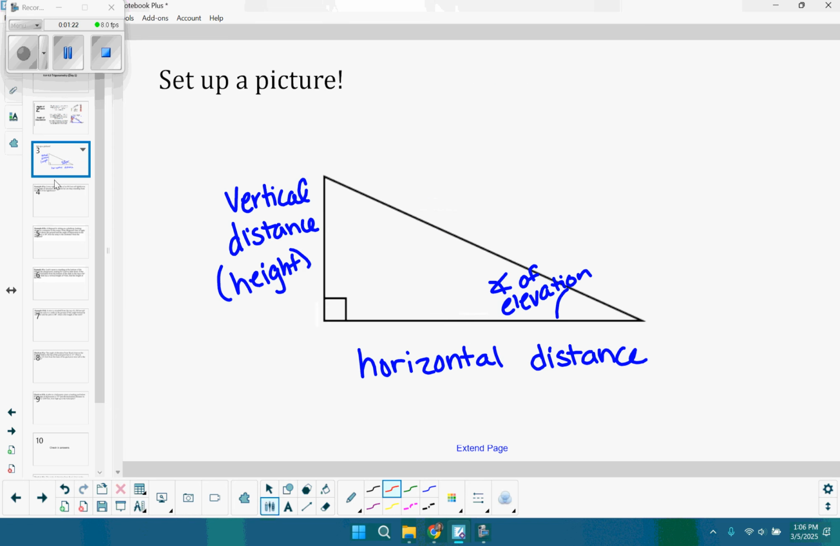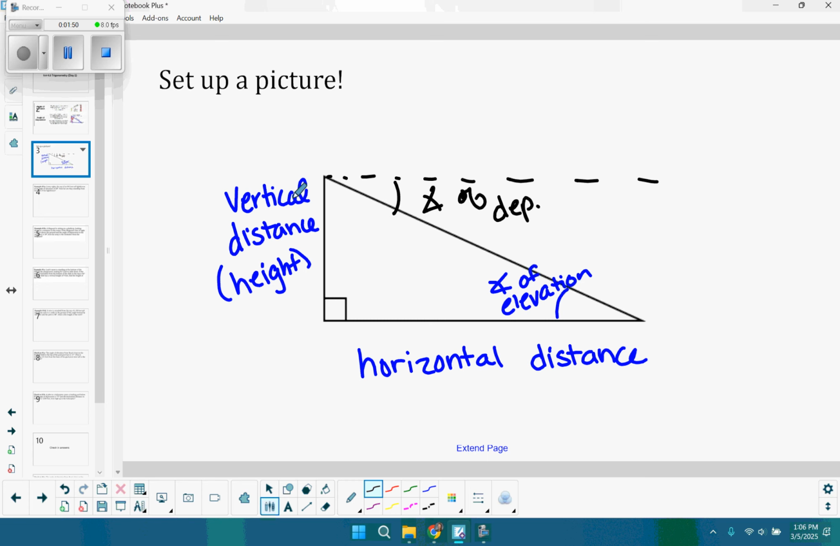When we get a word problem that uses one of these words, we're usually going to have to draw a picture to represent our problem. If they give us a vertical distance or a height, that would be the height of the triangle. The horizontal distance is always on the bottom. We know the angle of elevation will be in the bottom corner. If you wanted to put the angle of depression in, that would have been up here. But remember, it's congruent to the angle of elevation.